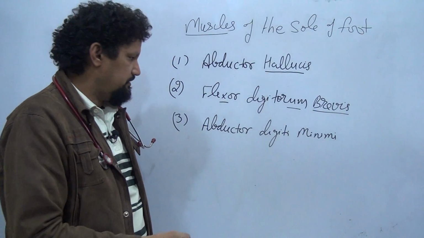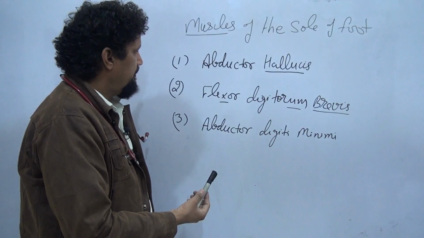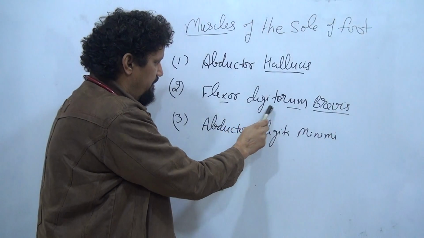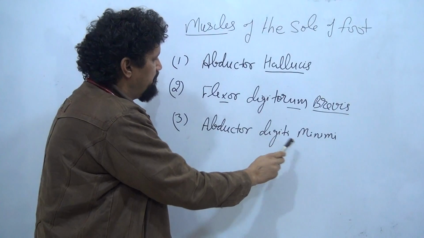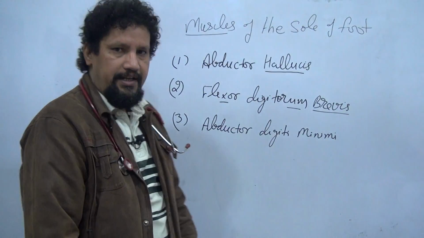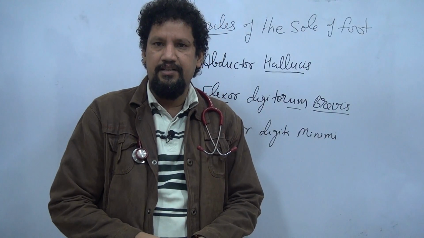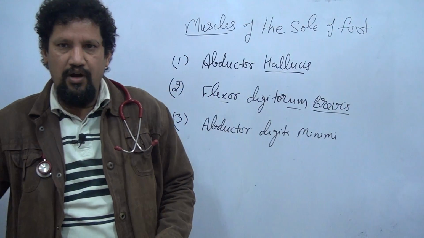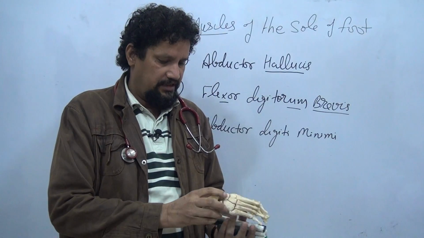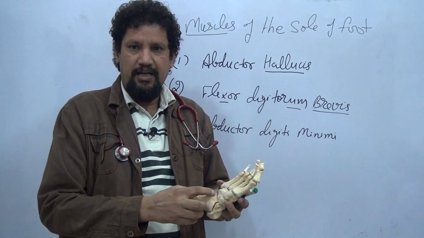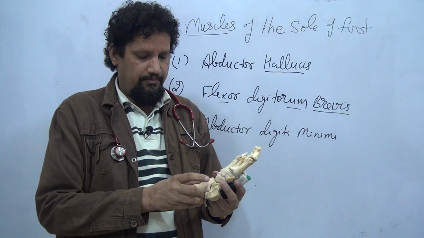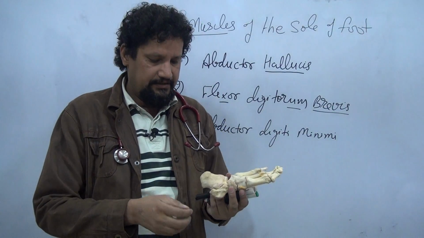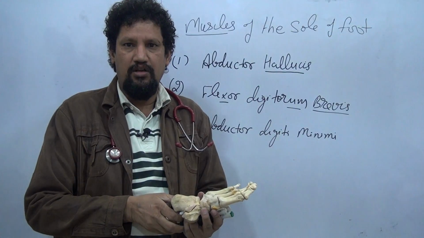So again there are 3 muscles in the first compartment of the 4 compartments: the abductor hallucis, the flexor digitorum brevis, and the abductor digiti minimi. These muscles all take origin from the calcaneus and are inserted on the first phalanx of the great toe and the other toes. The medial and the lateral tubercles of the calcaneus are the origin point for all these muscles.